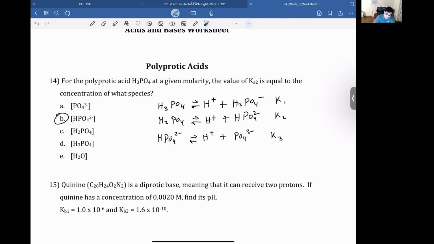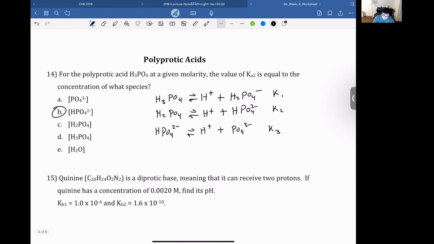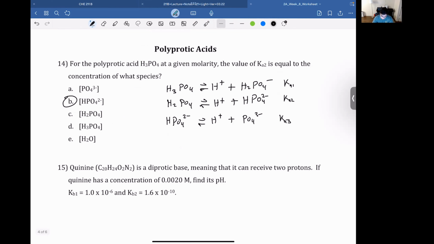So I said it correlates to the conjugate base of the acid of the second hydrogen, or wherever the second hydrogen gets removed. In this case, the second hydrogen comes from H2PO4 minus, and then it's the conjugate base of this one, so HPO4 2 minus. So if you're looking at Ka3, it'd be PO4 3 minus.